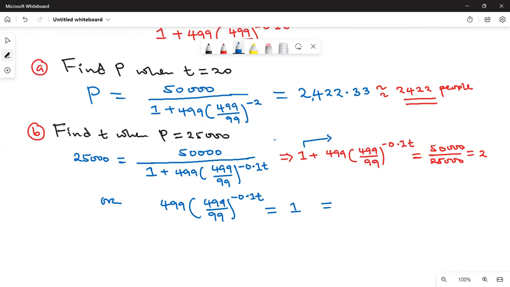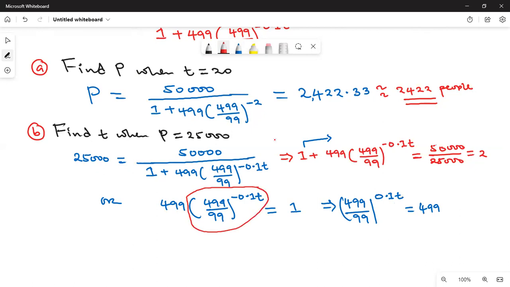So this means that now 499 over 99 raised to negative 0.1 t. When you divide this, instead of negative, it becomes positive 0.1 t. That is the same as 499. I hope you've seen what I've done. What I've done is to divide through by this, and then apply the laws of indices so that the negative now becomes positive when you take it up. So we get it this way.